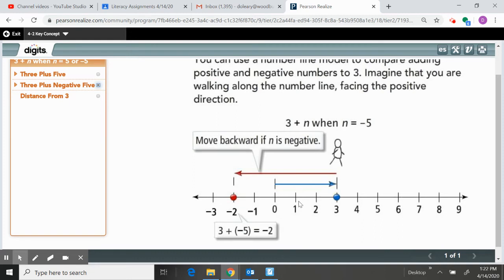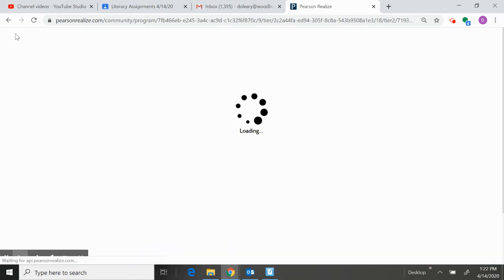So here you start out at 0, 1, 2, 3, which is positive 3 here. Plus n, they're saying if n is negative 5, negative is to the left, 1, 2, 3, 4, 5 would put us at negative 2. So that's the key concept for the lesson, the positive and negative. Let's look at part 1.